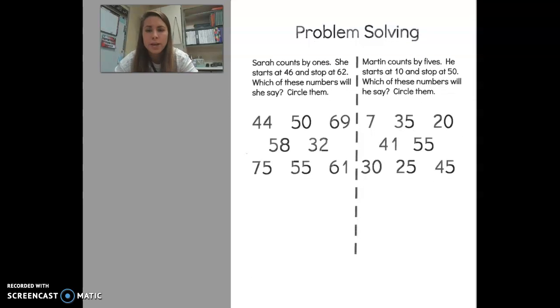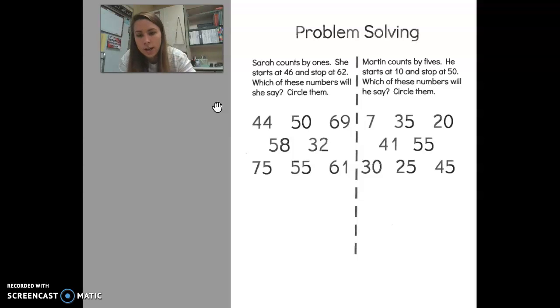All right, very last page, almost there. This first one says, Sarah counts by ones. She starts at 46 and stops at 62. Which of these numbers will she say? Circle them. So if I were you, I'm just counting by ones. I would count to myself. She's going to say 46, 47, 48, 49, 50, 51, 52, and so on, all the way to 62. Which of these numbers did you say when you counted? If you said the number as you counted, you need to circle it. If you did not say it while you counted, then you don't circle it. You do the same thing for this one.